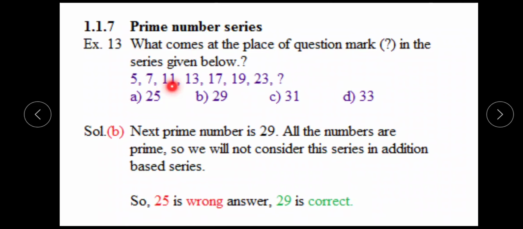In the next two terms the gap is 4. Again in the next two terms the gap is 2, the gap is 4, the gap is 2, the gap is 4. It means the next gap will be 2, and according to this the answer should be 25.